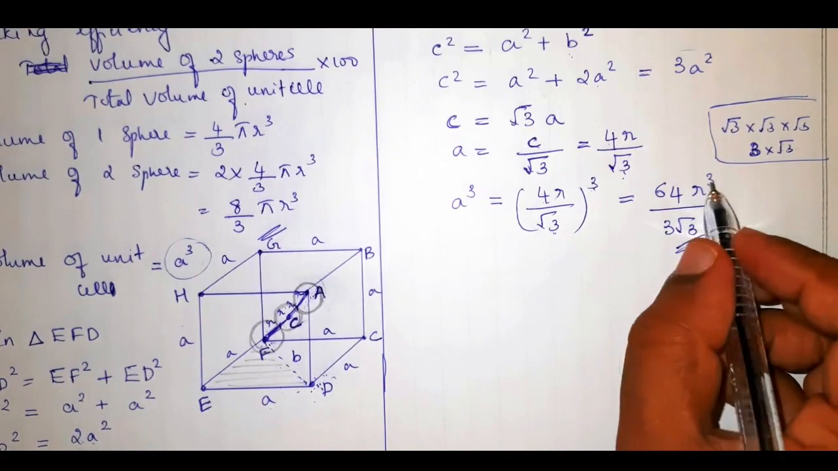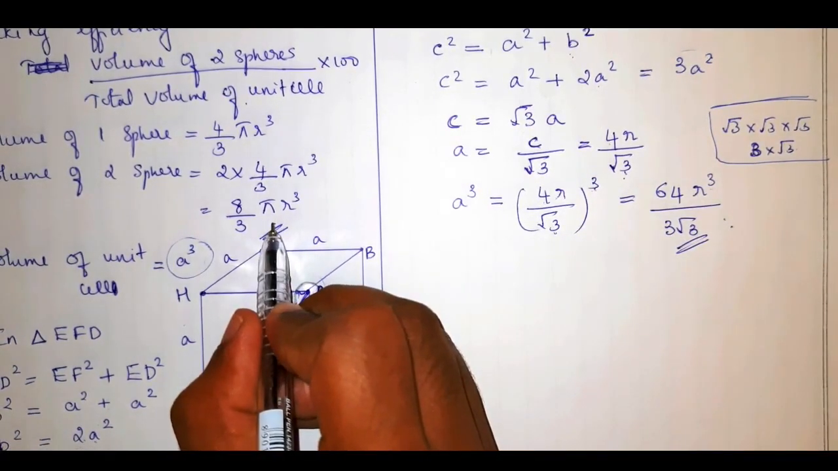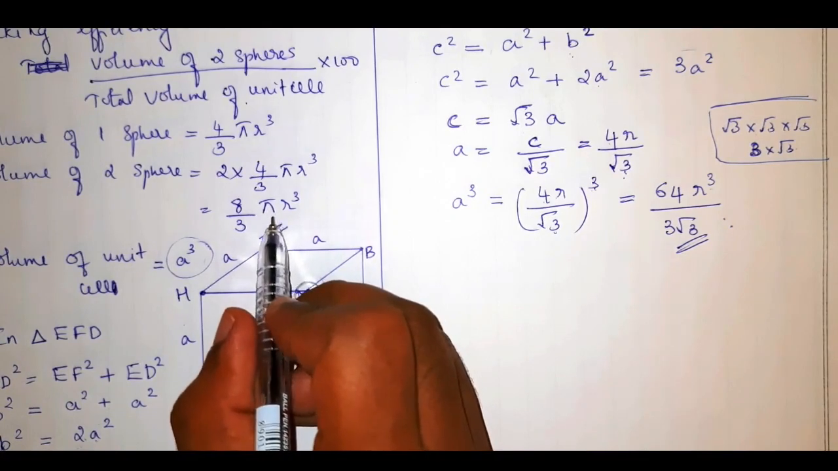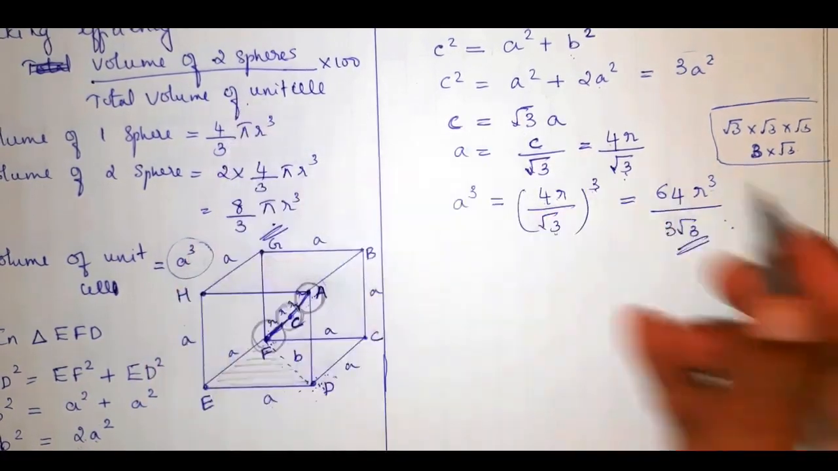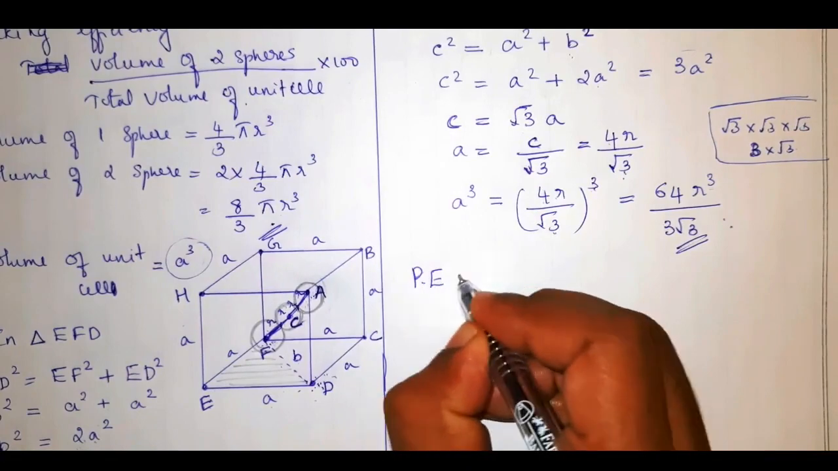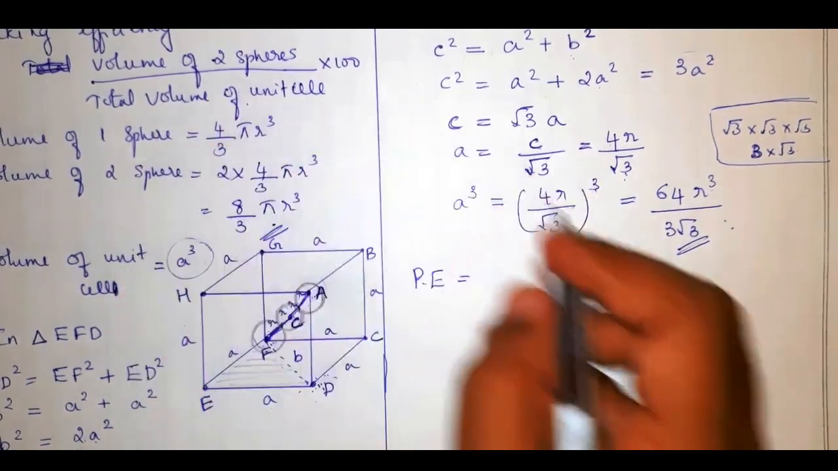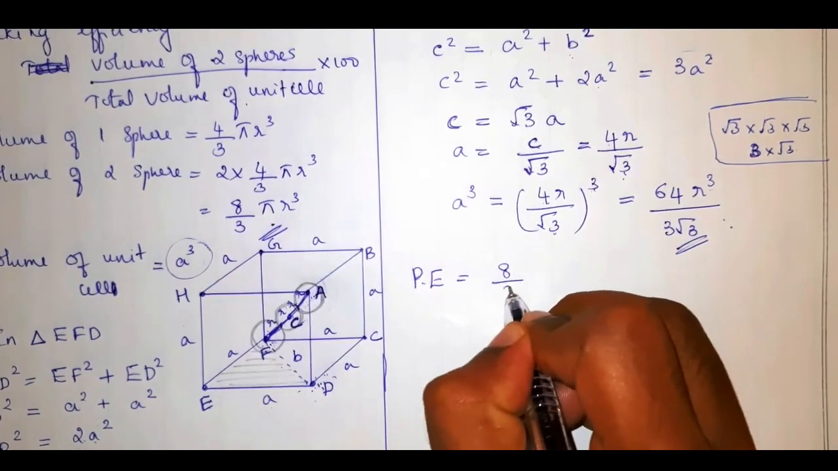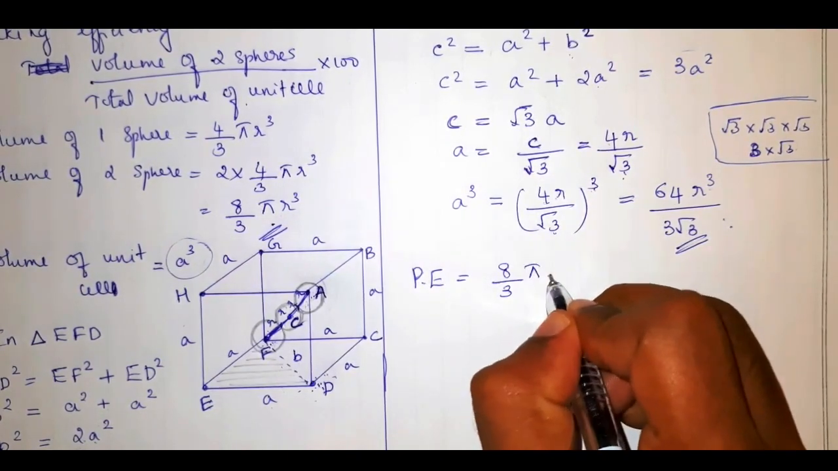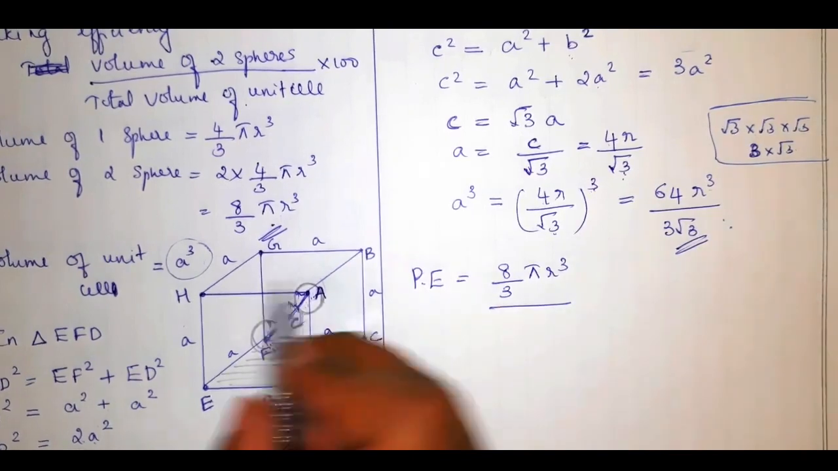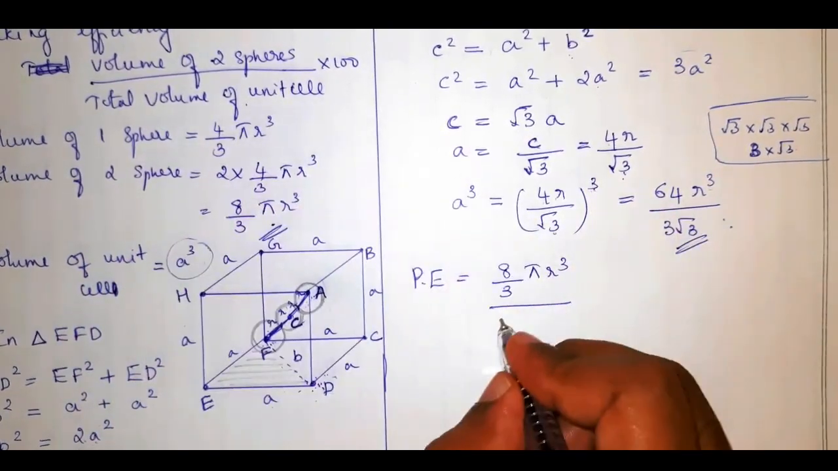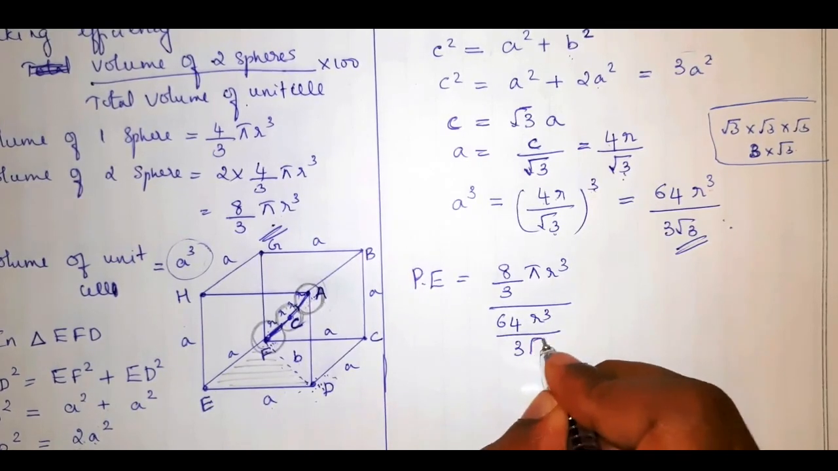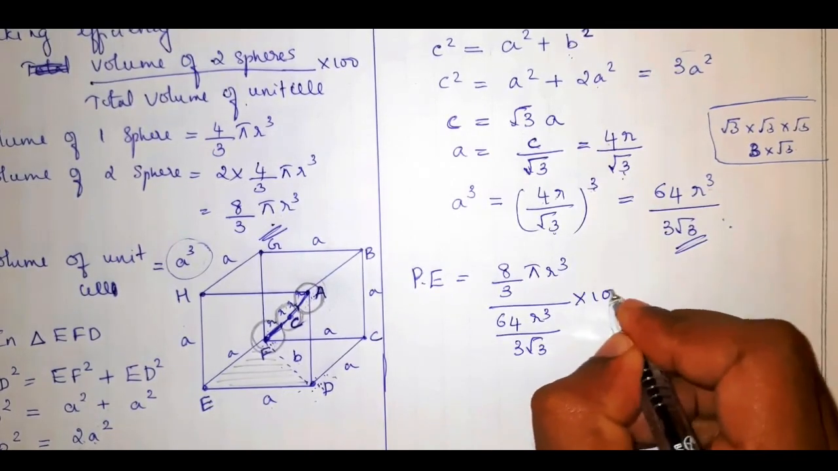Now you have a cube, and you have the volume of 2 spheres, which is 8 by 3 pi r cube. Now you have to substitute these values in the packing efficiency equation. Packing efficiency is equal to volume of 2 spheres, 8 by 3 pi r cube, divided by the total volume of the unit cell, 64 r cube divided by 3 root 3, into 100.